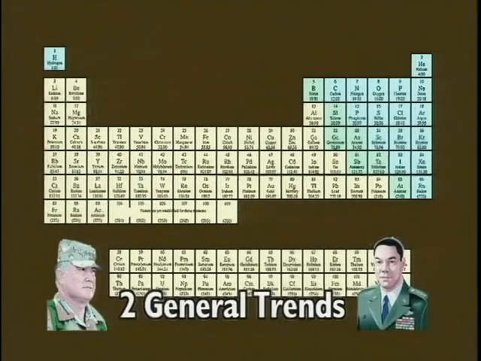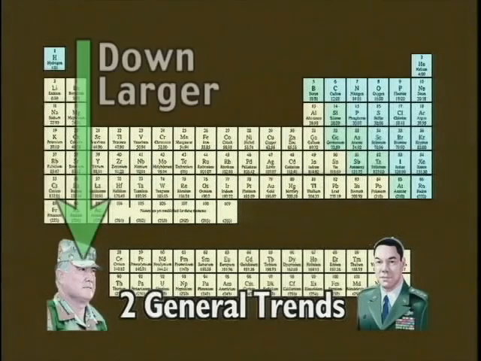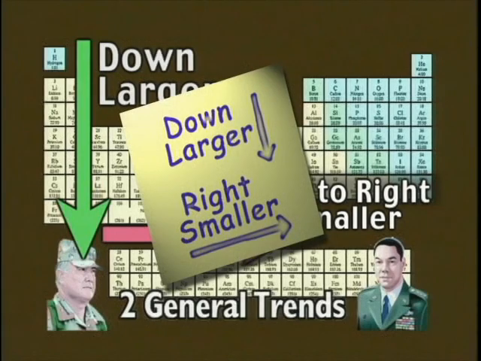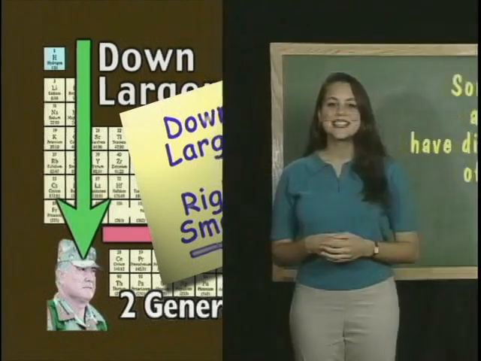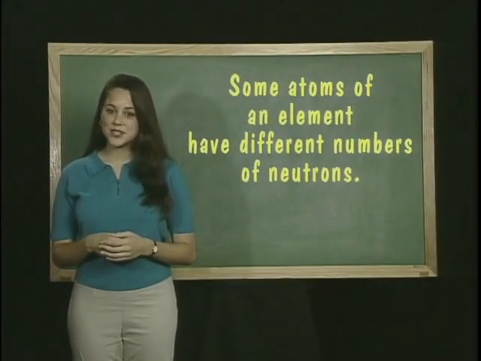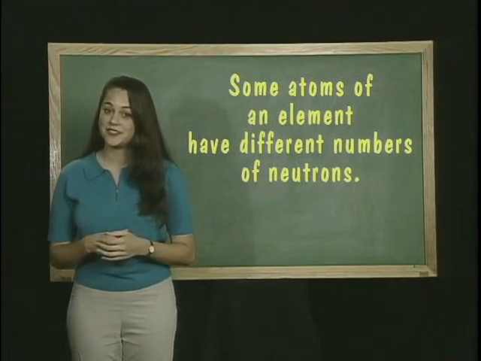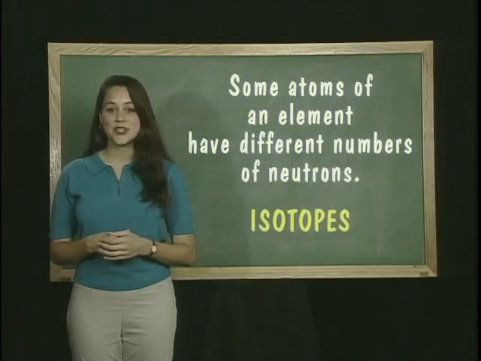There are 2 general trends in the periodic table. Going down any group, the atoms get larger. Going from left to right across any period, the atoms get smaller. Down larger, right smaller. Some atoms of an element have different numbers of neutrons in the nucleus than you're led to expect by the periodic table. Such atoms are called isotopes.